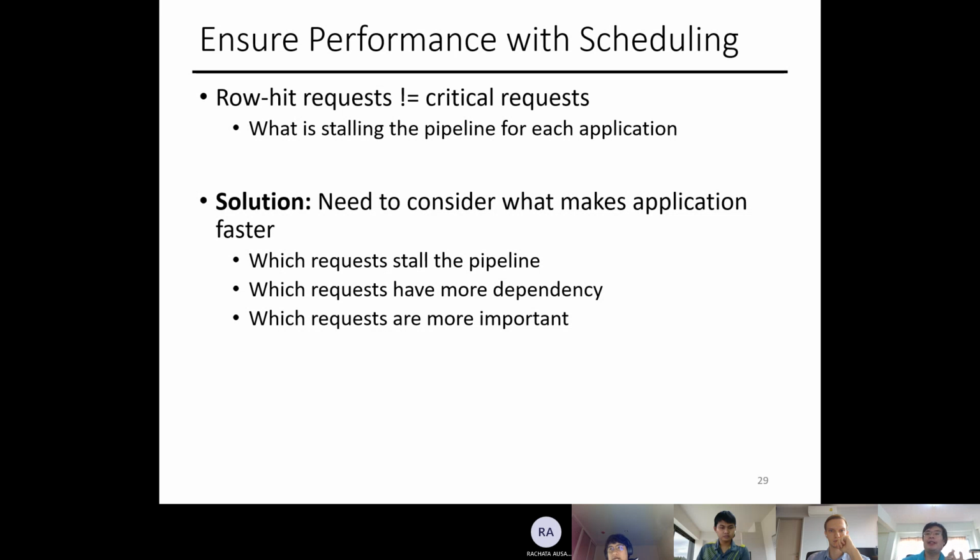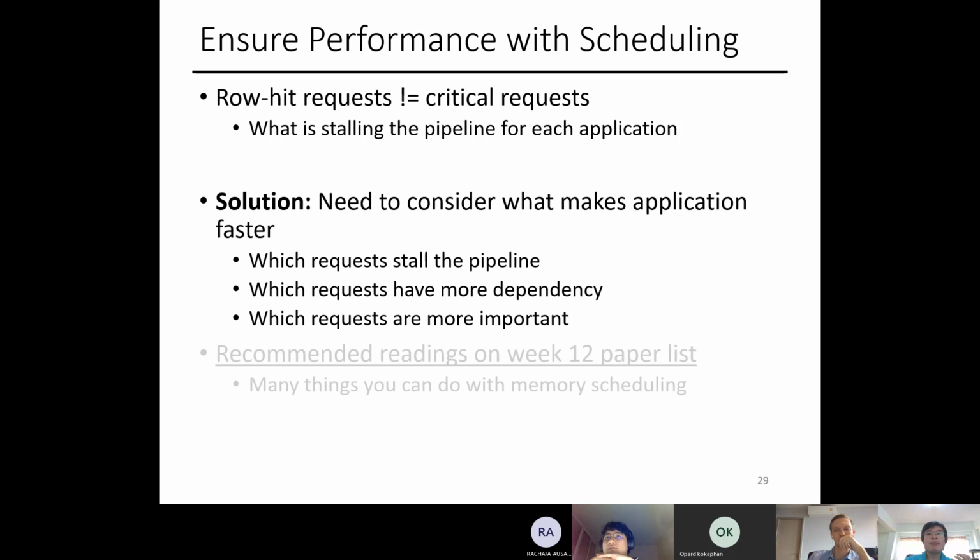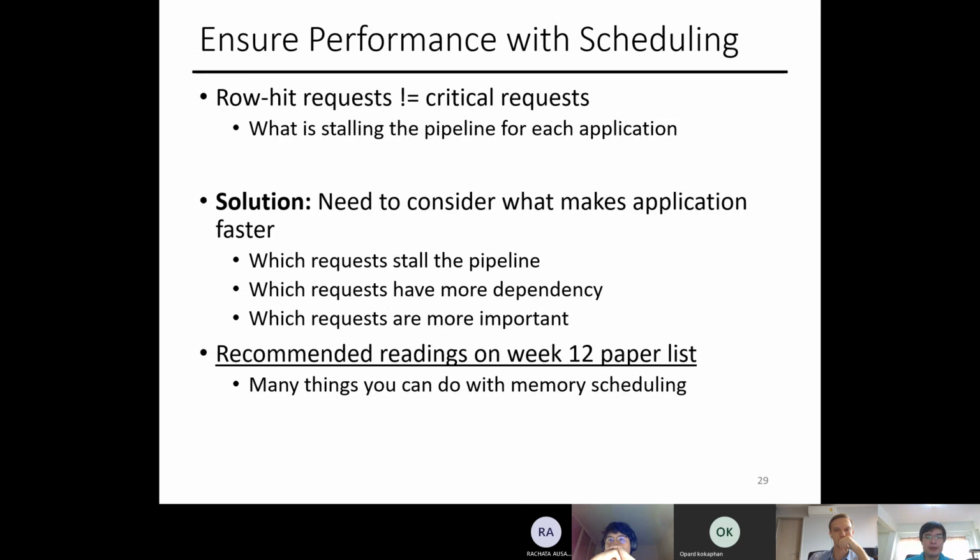So you actually need to consider, right, what makes an application faster? Which requests are likely to stall the pipeline? Which requests are likely to have more dependencies, and which requests are likely to be more important? This is one of the topics that multiple papers in week 12 will talk about.